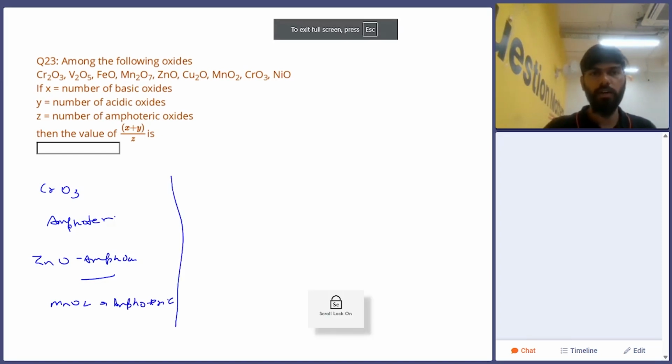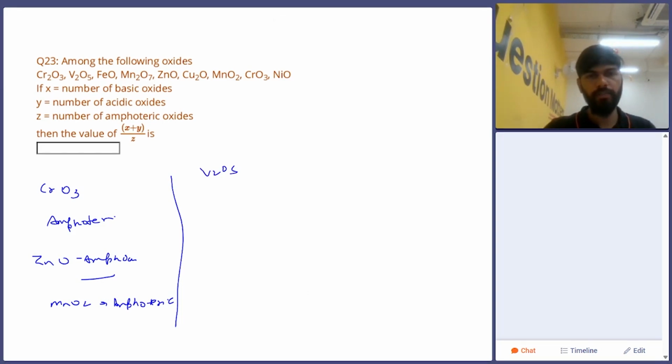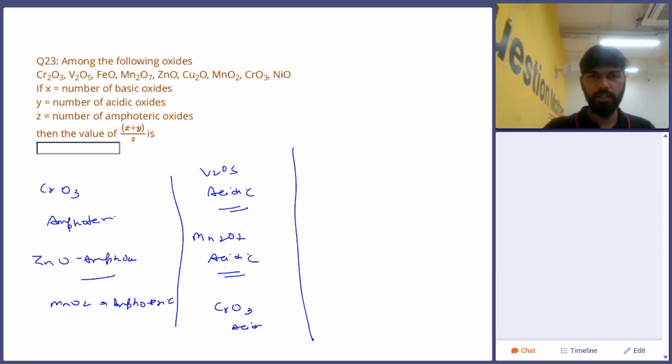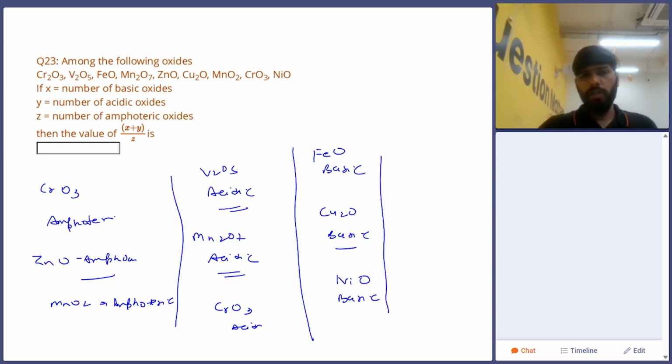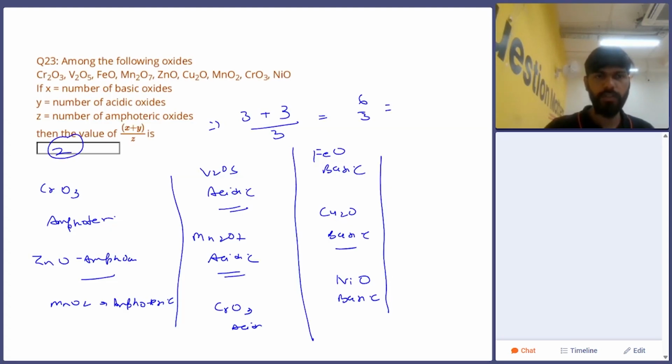So 3 are amphoteric. Now if we talk about acidic, V2O5 is acidic, this is for X. Mn2O7 is acidic, and CrO3 is acidic. Next, for basic, FeO is basic, Cu2O is also basic, and NiO is also basic. So 3 acidic, 3 basic, 3 amphoteric, that is 6 by 3, it is 2. Yes, 2 is the right answer.